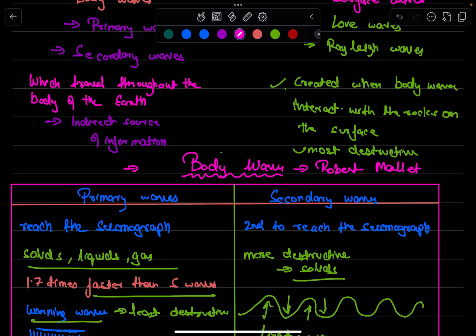Robert Mallet and Richard Oldham. Body waves are seismic waves. Robert Mallet discovered the seismic waves. And Richard Oldham in 1897 discovered P waves and S waves.